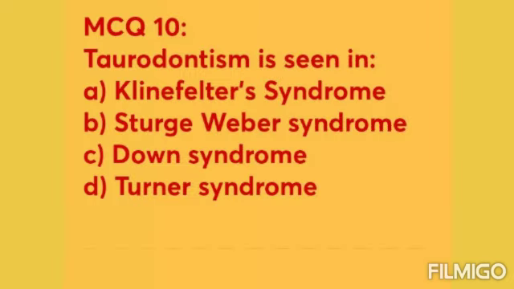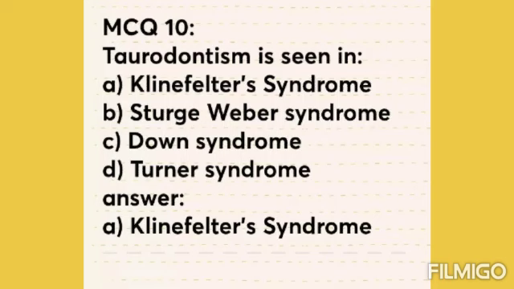The 10th question is, taurodontism is seen in which syndrome? So option A Klinefelter syndrome, option B Sturge-Weber syndrome, option C Down syndrome, option D Turner syndrome. So taurodontism is seen in which syndrome? Talon's cusp is seen in Rubinstein-Taybi syndrome. So taurodontism is seen in option A, Klinefelter syndrome.